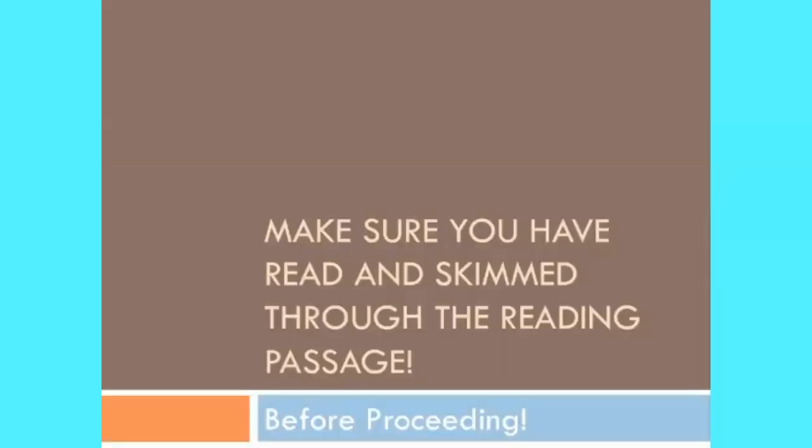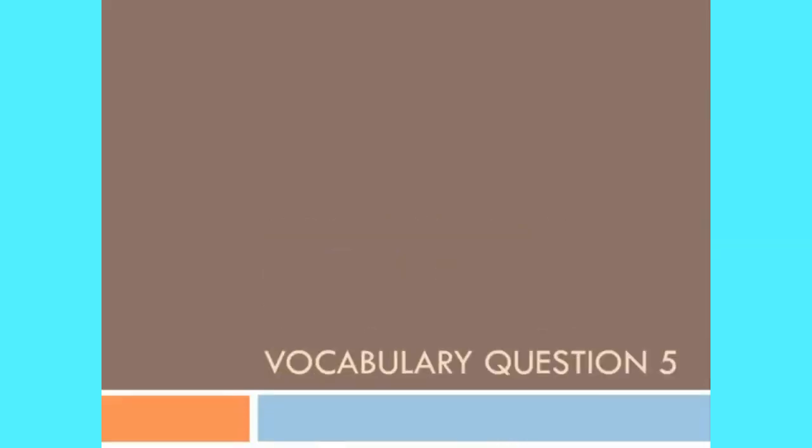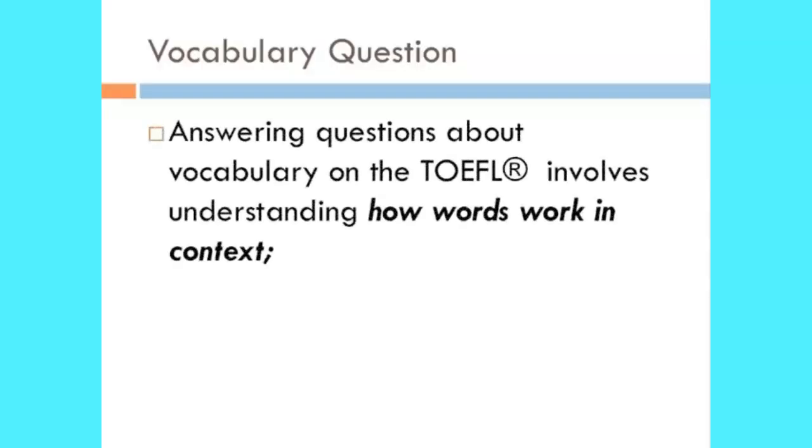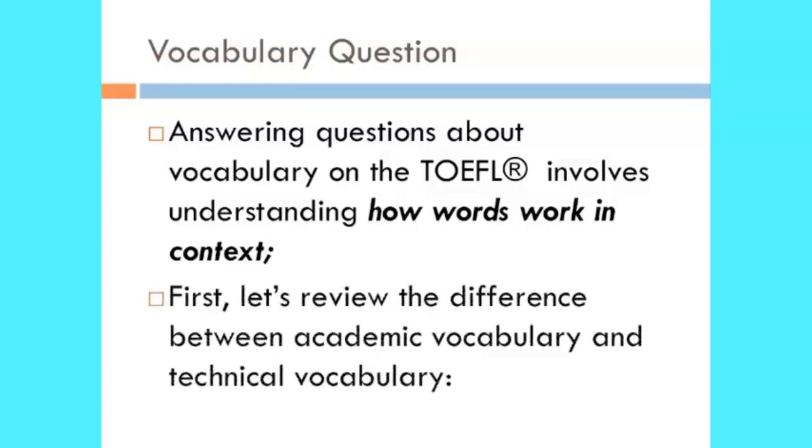Please make sure you've read and skimmed through the entire reading passage before we continue. So, let's look more carefully at vocabulary question number 5. Now, the first thing we need to recognize is that answering questions about vocabulary on the TOEFL involves understanding how words work in context. So, not just the dictionary definitions that we might normally think about, but also how the words function in a particular text.